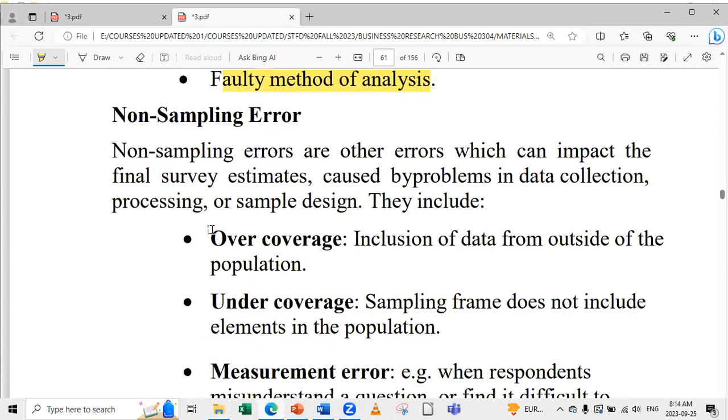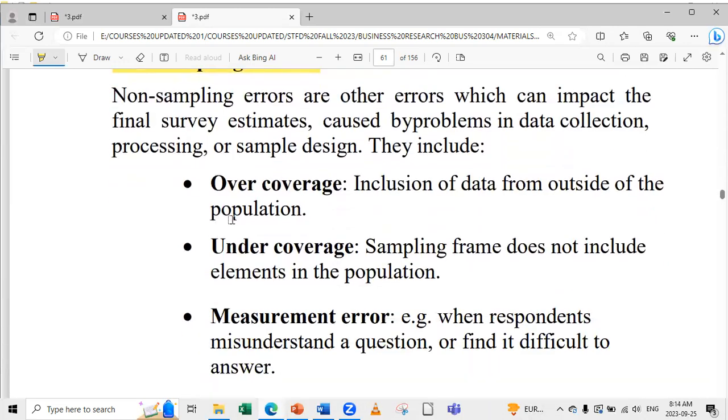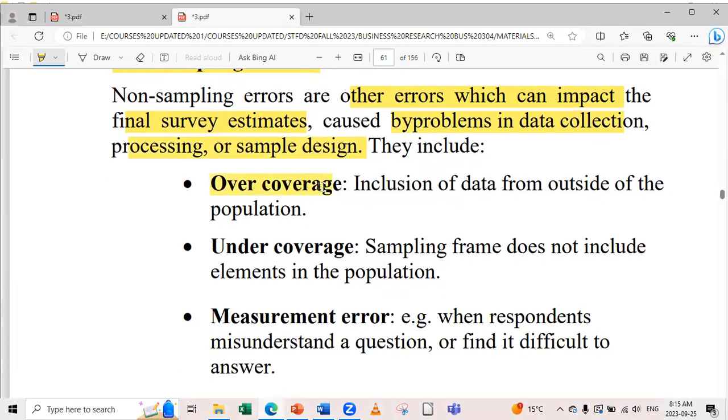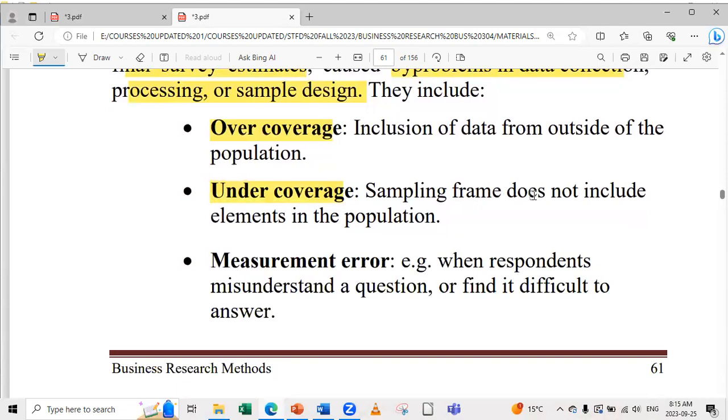Then the non-sampling errors. We said before, those are other errors which can impact the final survey estimates, caused by problems in data collection, processing, or sample design. For example, overcoverage is the inclusion of data from outside of the population, so I get data from outside the population which I don't need. Undercoverage is when the sampling frame does not include elements in the population, so in the sampling frame, I didn't include everything.